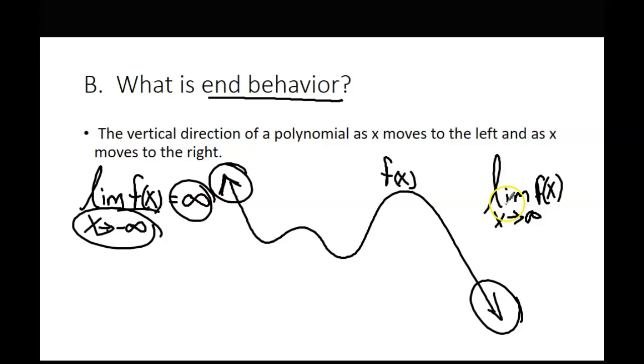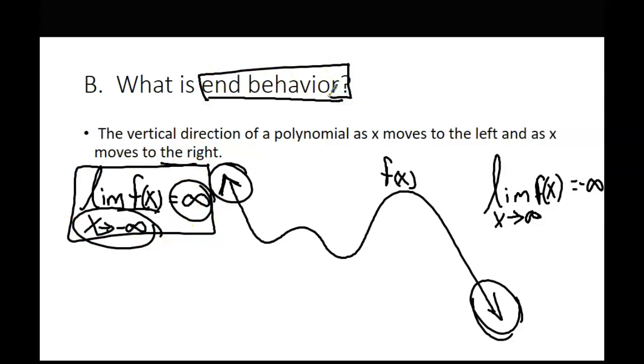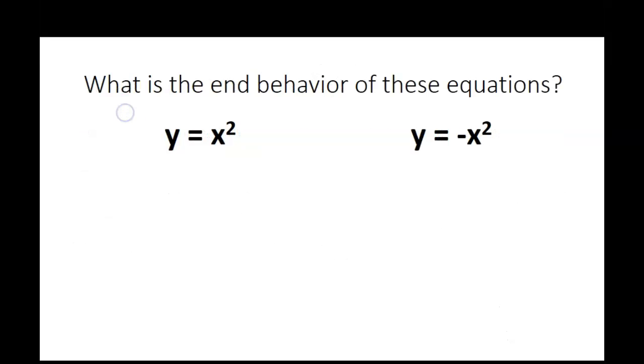So the limit of this function as x approaches infinity, meaning I'm moving to the right now. That as x goes to infinity, that means I'm moving to the right. What's the y value doing? Well, the y value is going down, so that would be negative infinity for this particular function. So this is limit notation that's describing the end behavior. Okay? So that ties those two concepts together for you.